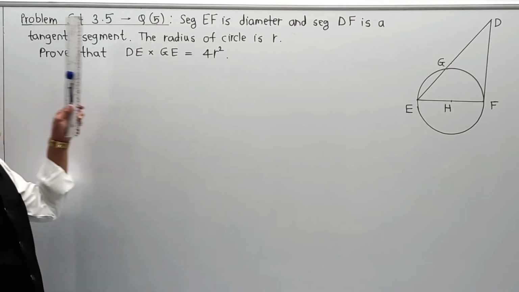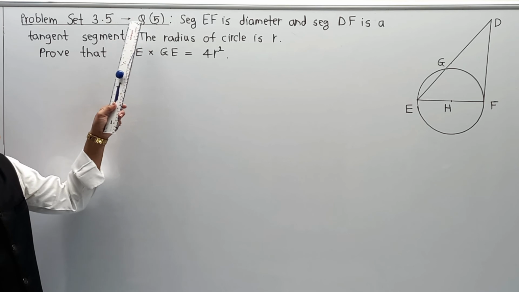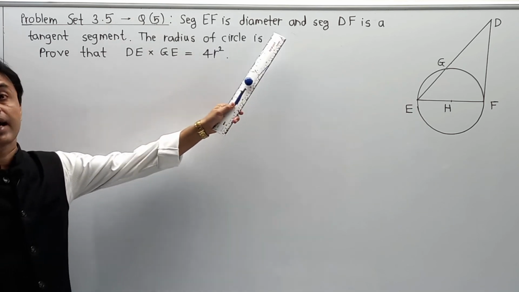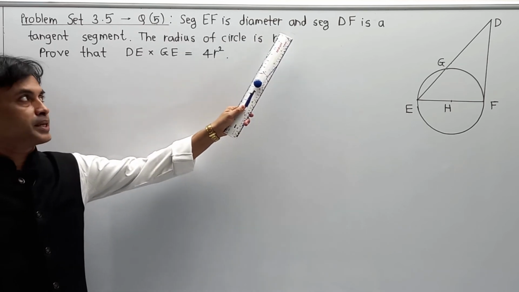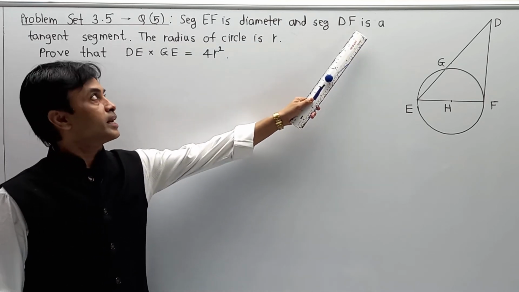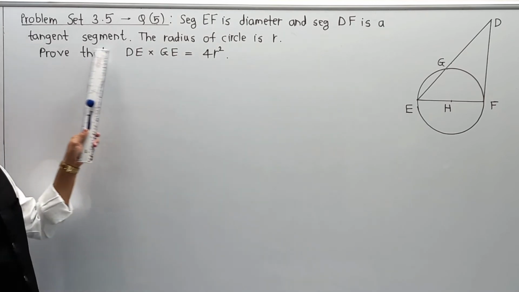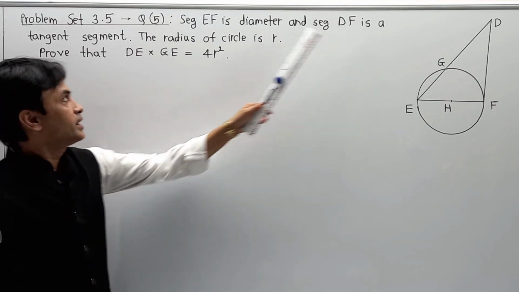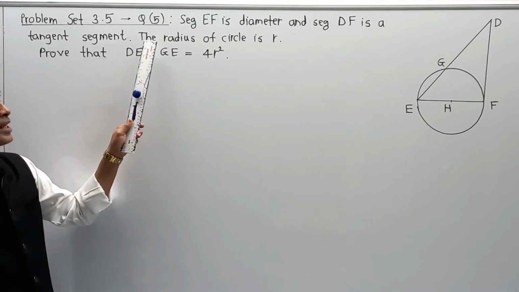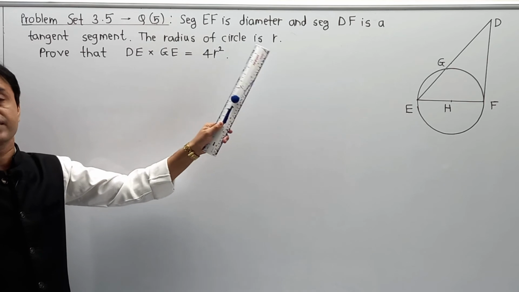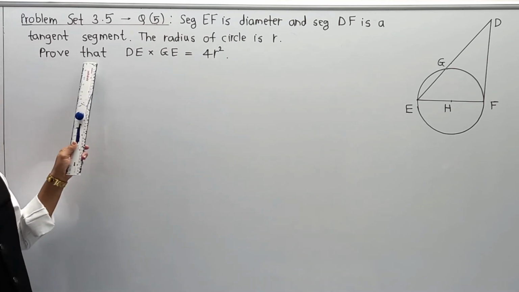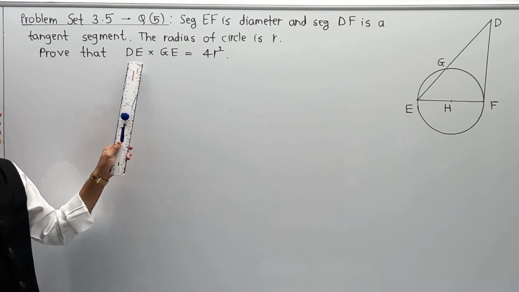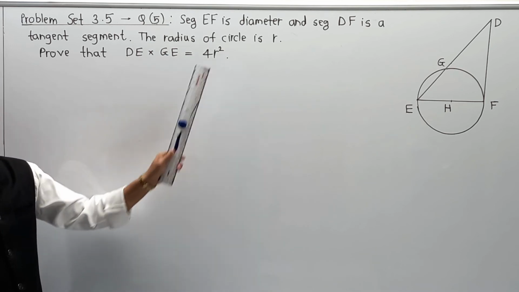Now students, we are in problem set 3.5, question number 5. Segment EF is a diameter, and segment DF is a tangent segment. The radius of the circle is R. Then prove that DE into GE is equal to 4R square.